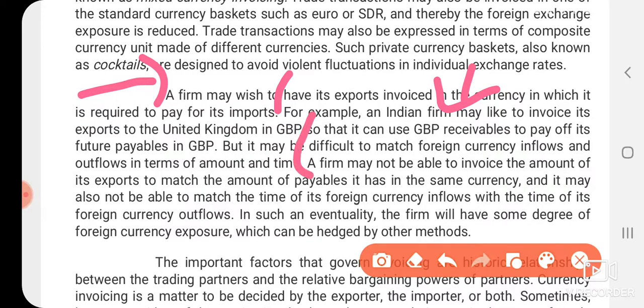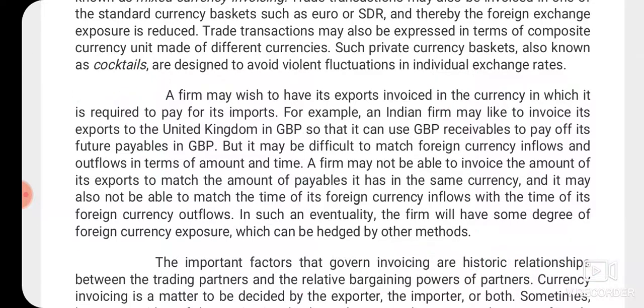payables. A firm may not be able to invoice the amount of its exports to match the amount of payables it has in the same currency, and it may also not be able to match its foreign currency inflows with the time of its foreign currency outflows. In such an eventuality, the firm will have some degree of foreign exchange exposure, which can be hedged by other methods.